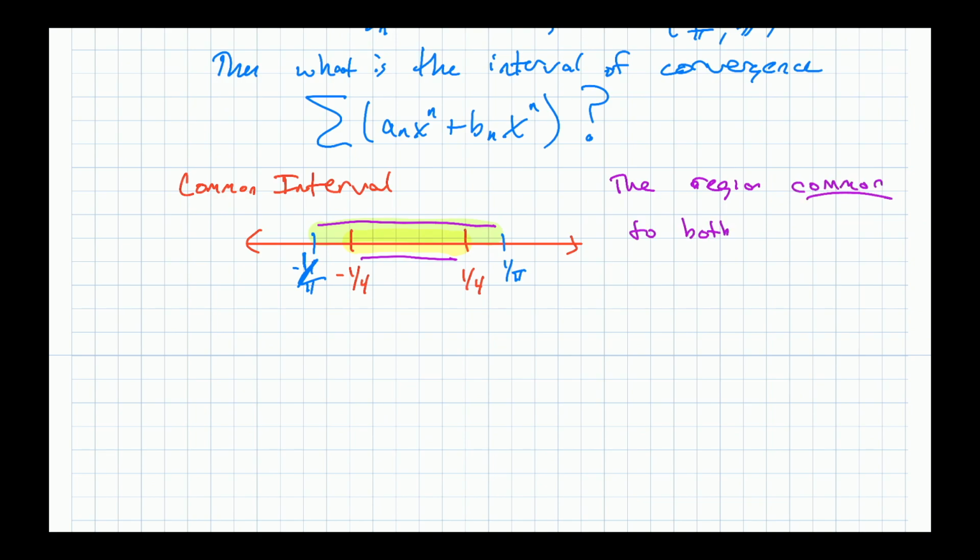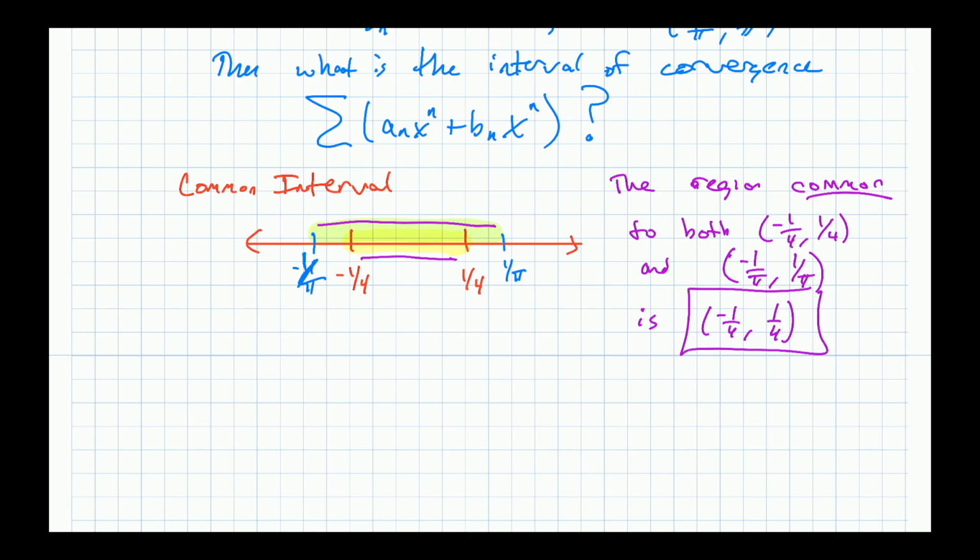So the region common to both intervals, negative 1/4 to positive 1/4 and negative 1/pi to positive 1/pi, is just negative 1/4 to positive 1/4, isn't it? Because this region right here is actually inside both of the other intervals. So that's all you need, right? You just have to realize that negative 1/4 to 1/4 is in both.